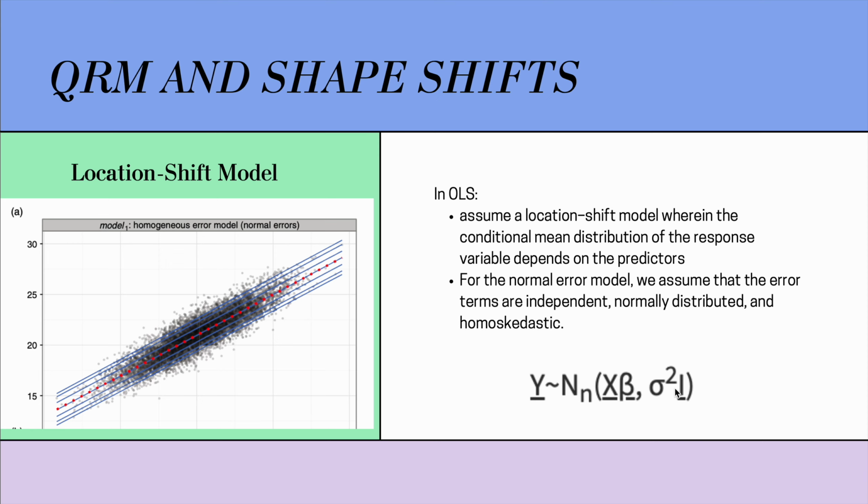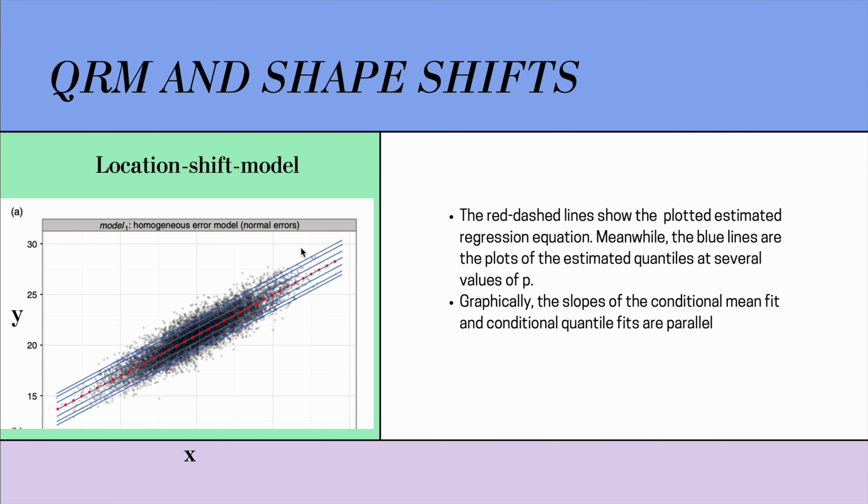In this case, the conditional mean distribution of the variable y depends on the predictors. Meanwhile, we can see that the variances of y are constant because of sigma squared I, and this is a consequence of our assumption of a normal error model. A graph of a homogeneous error model with normal errors is shown on the left. In this model, we only have a single predictor variable x. So the red dashed line shows the plotted estimated regression equation.